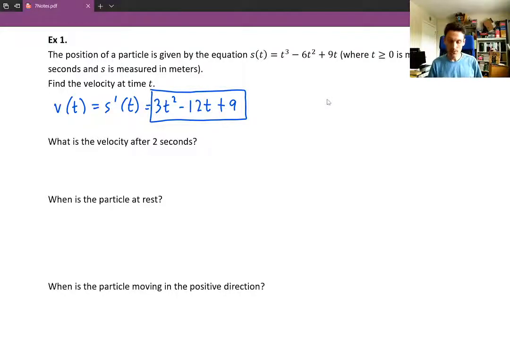Then it says, what is the velocity after 2 seconds? Well, that's just going to be v of 2. We'll take 2 and plug it into the velocity function.